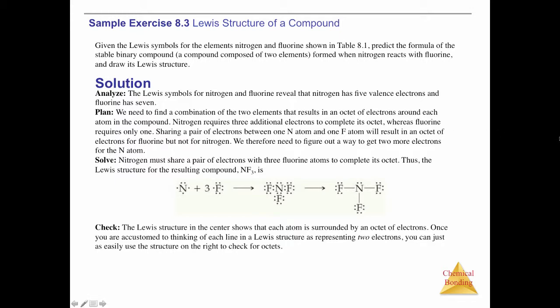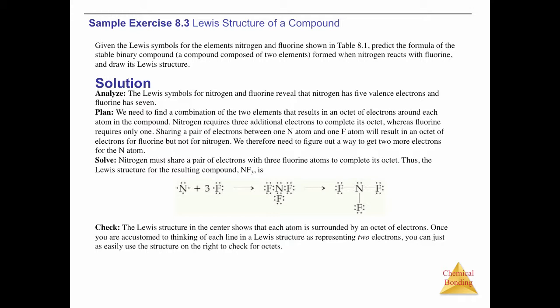The Lewis symbols for nitrogen and fluorine reveal that nitrogen has 5 valence electrons and fluorine has 7. We need to find a combination of the two elements that results in an octet of electrons around each atom in the compound. Nitrogen requires 3 additional electrons to complete its octet, whereas fluorine requires only 1.